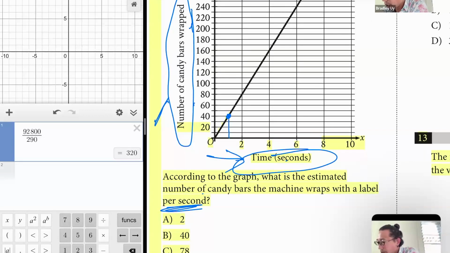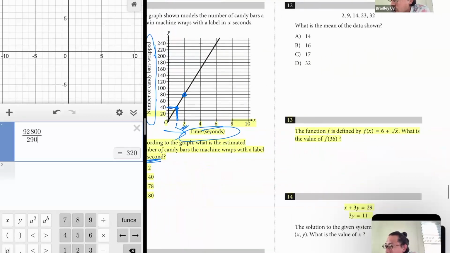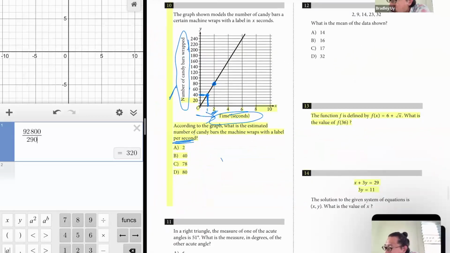That would be about 1 second, and that's 40 candy bars per second. You could also look up there too, that's 80 candy bars, but for 2 seconds, which averages to 40 candy bars per second. Okay, according to the graph, what's the estimated number of candy bars per second? And that's why the answer is 40. Okay, that would be B. All right.